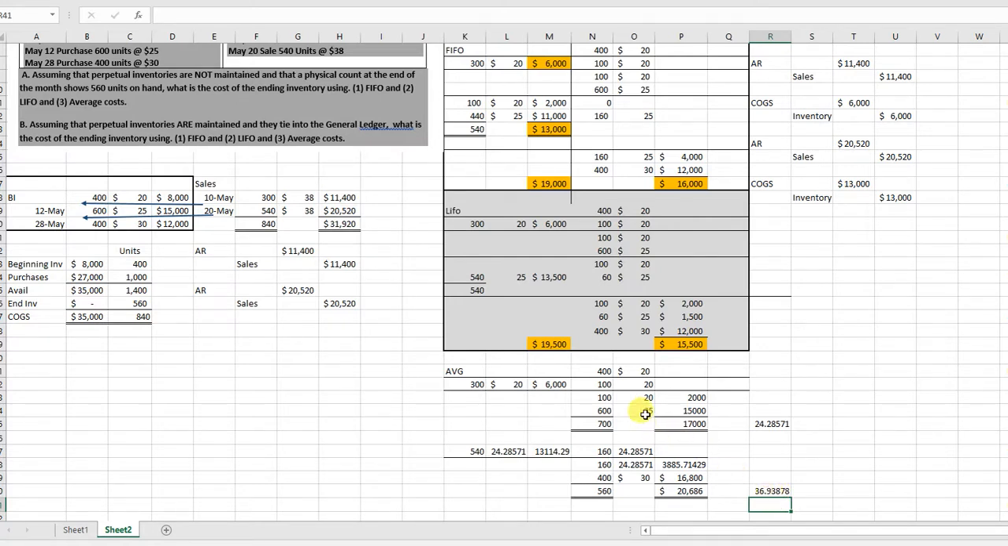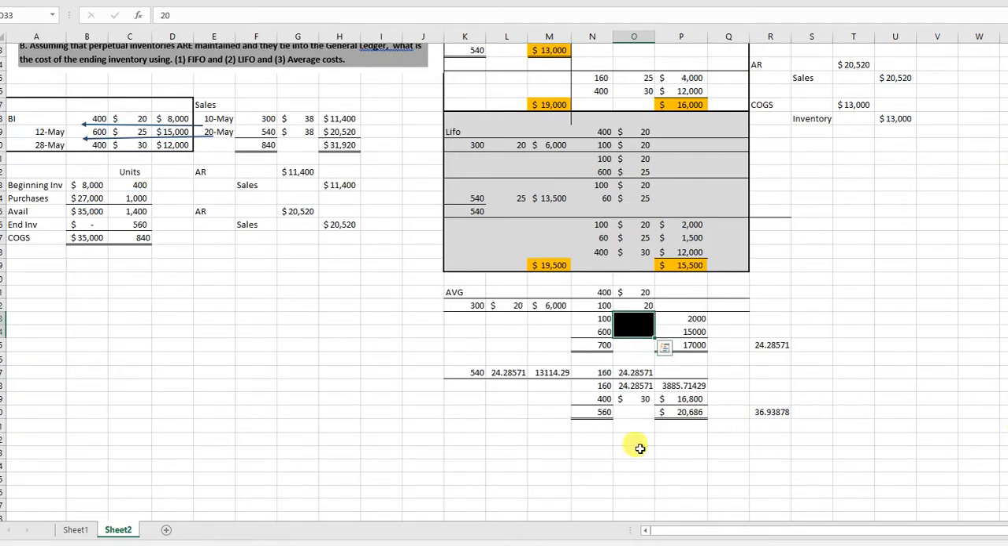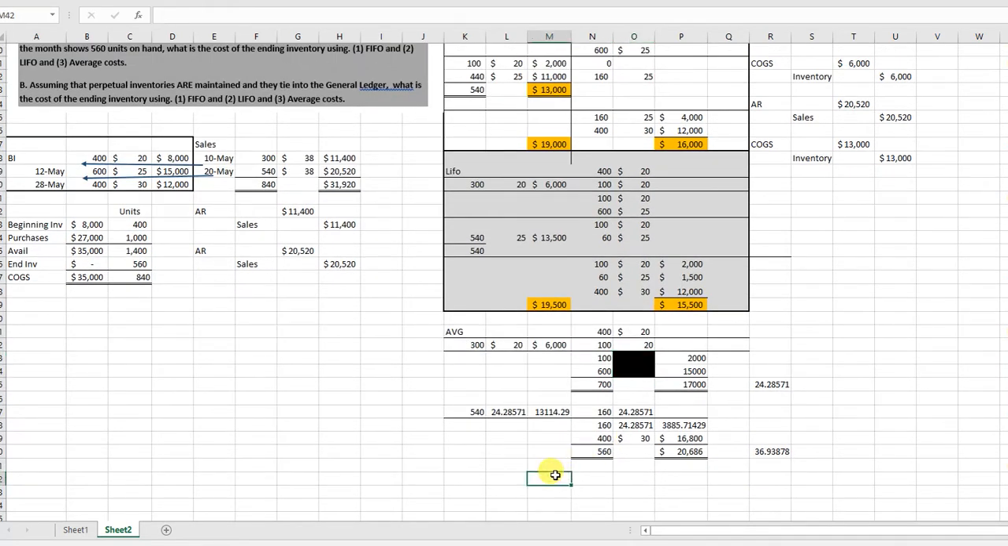So under average cost, once you compute a new average, these no longer exist. So in essence, I could forget about those. I'll just color in black. They no longer exist. I have 700 units that each cost $24.28. So in this one, I could do the same thing. My cost of goods sold is $19,114. Get that in the right place. And my ending inventory is $20,686, which seems pretty high.